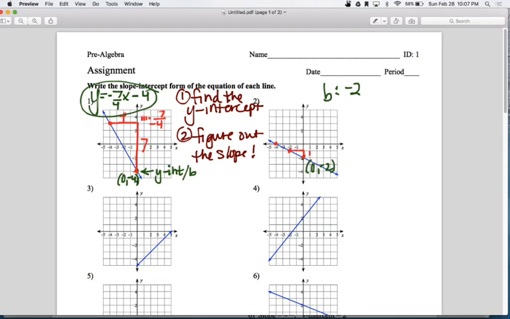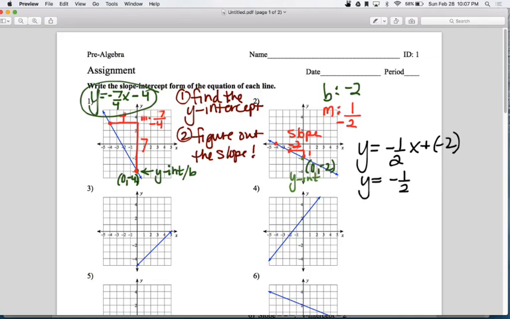So my rise is 1, my run is -2. Rise is 1, run is -2. That's my slope. And here's my y-intercept. Try to color code it for you, make it a little bit easier. Alright, so what we get is y equals -1/2 x plus -2, or y equals -1/2 x minus 2.